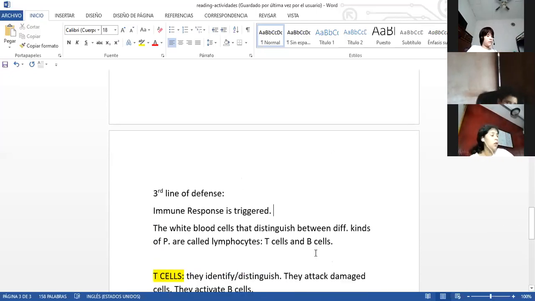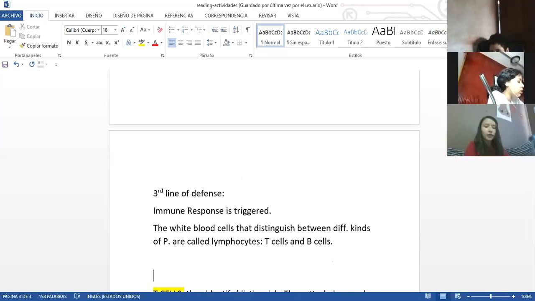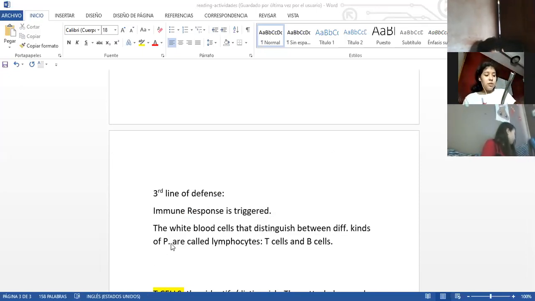So let's say that some pathogens could escape the first line of defense, the second line of defense, and now they're killing our white blood cells. So these white blood cells are going to release some chemicals that are going to tell other white blood cells to come and fight. So here in the third line of defense, the immune response is triggered. And now we're going to have other types of white blood cells that are going to distinguish between different kinds of pathogens. This P is for pathogens.